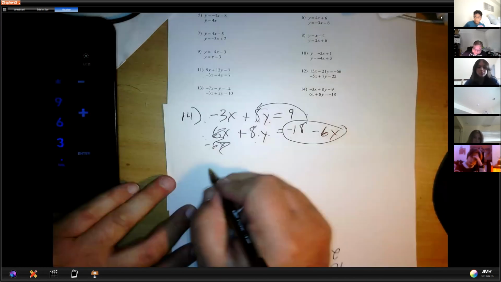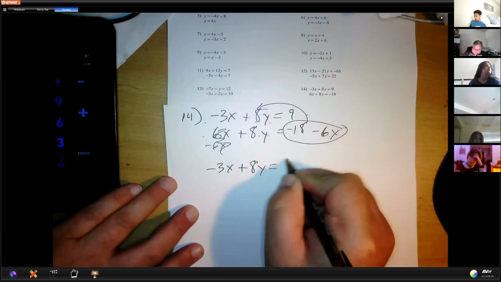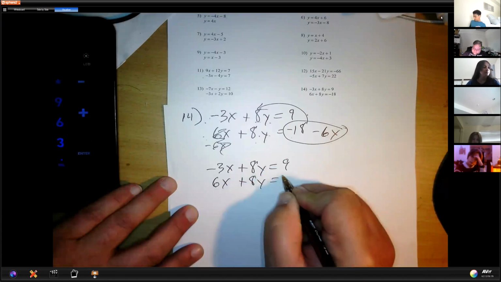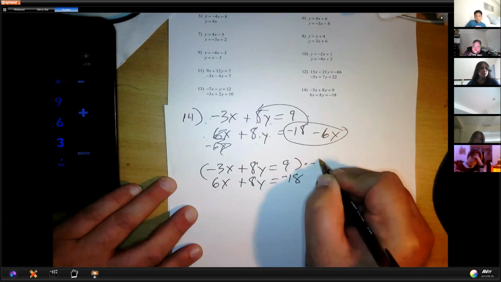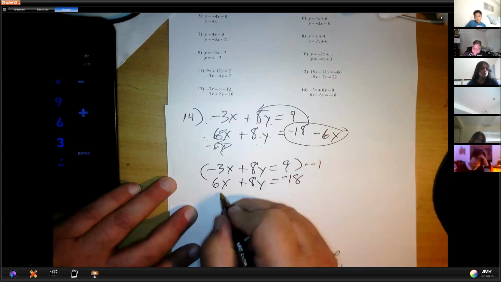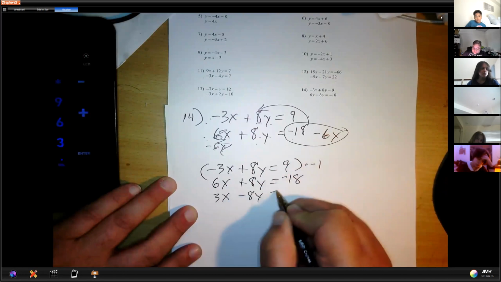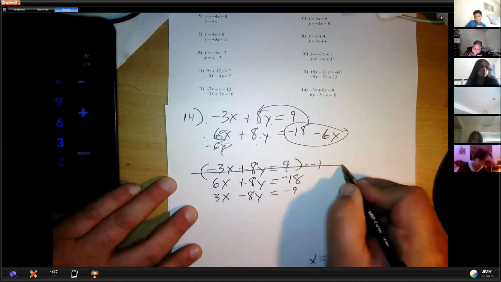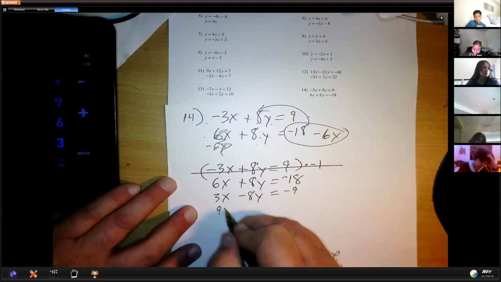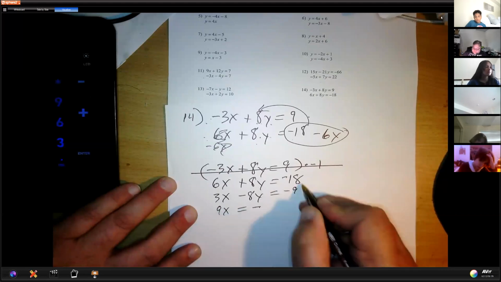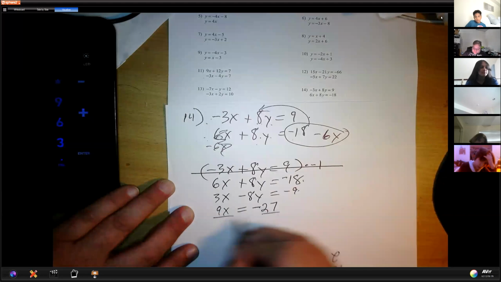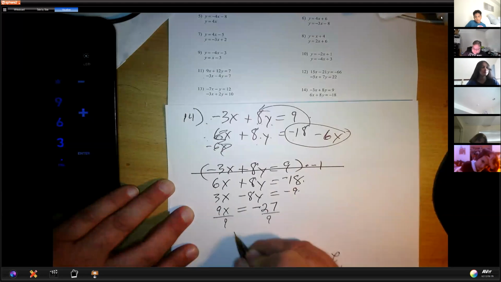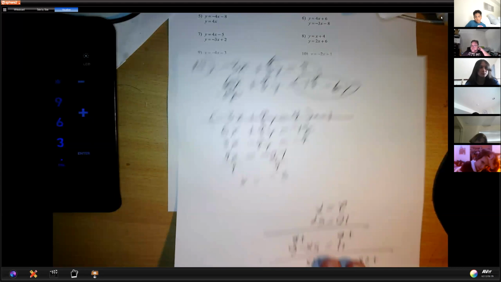However, I do think that the easiest way to do this is simply to multiply by -1 here. So this becomes 3x, -8y, -9. And this goes bye-bye. And I get 9x equals -27, right? When I divide both sides by 9, I get x equals -3. Yeah?